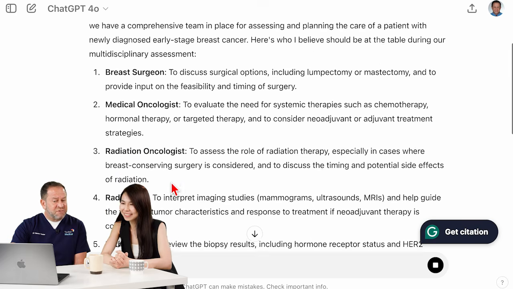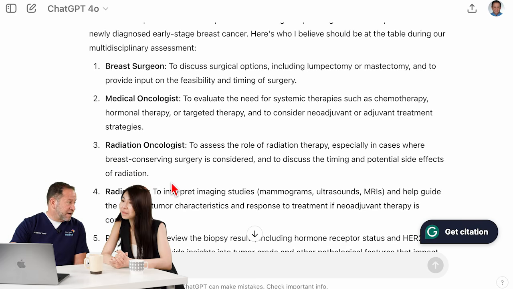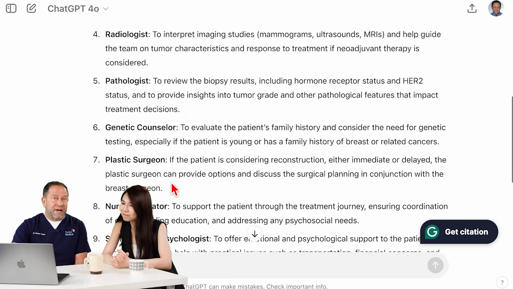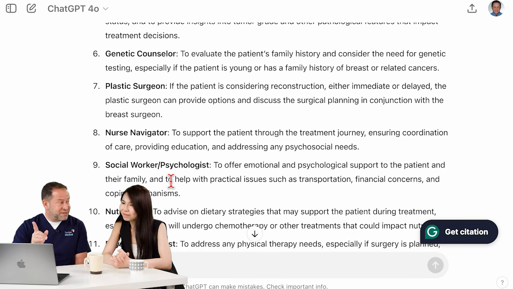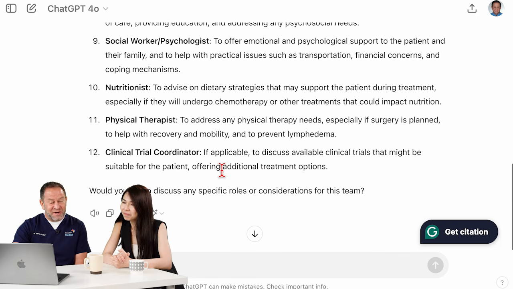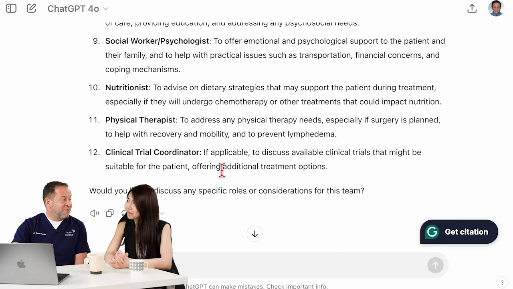A lot of key persons that we should have. Straight away it says a breast surgeon, an oncologist, a radiation oncologist, the radiologist, that's somebody looking at the scans, pathology, a genetic counselor, plastic surgeons, I like this, nurse navigator, nutrition, physical therapy, and a clinical trials coordinator.